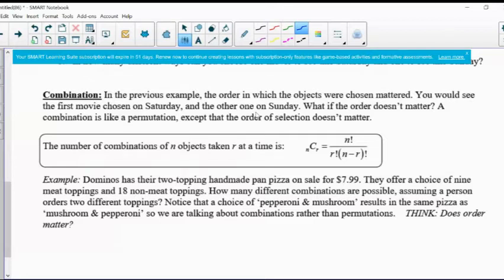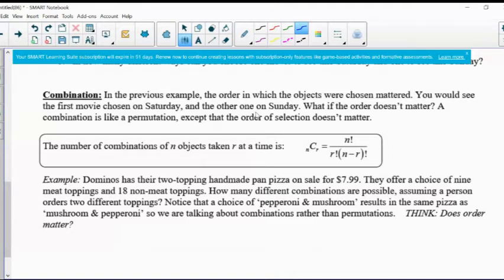Pause, pause, pause. You did that work. Congratulations. You checked your answers. You got it right. You love combination. In the previous example, the order in which the objects were chosen mattered. It mattered who came in first. It mattered what assignment we did first. That mattered. Order mattered. Okay.